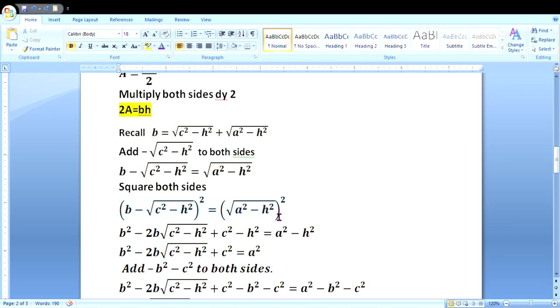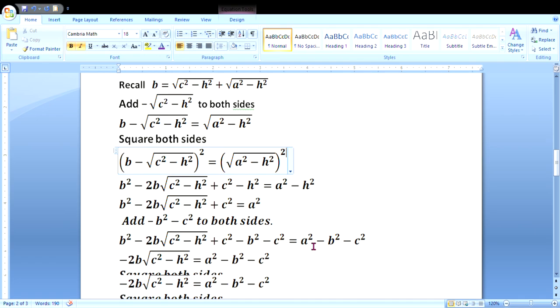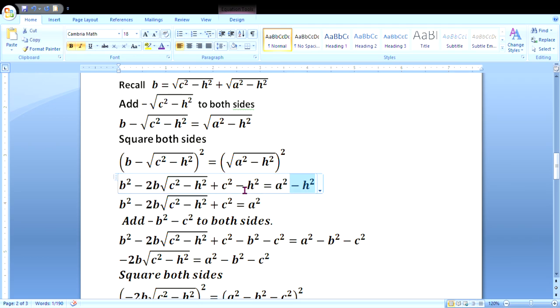Then on the right hand side, with this square applied to here, this square root will be off, and this becomes a square minus a square. Then the minus h on the left hand side and the right hand side eventually go off, and the expression becomes b square minus 2b the square root of c square minus a square plus c is equal to a square.